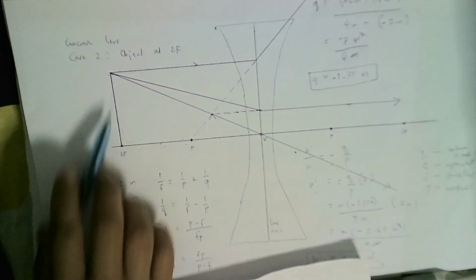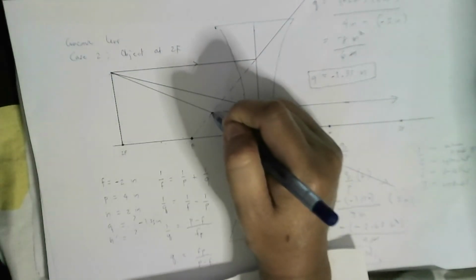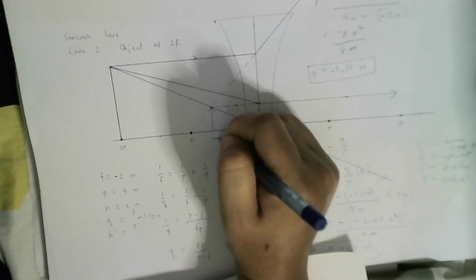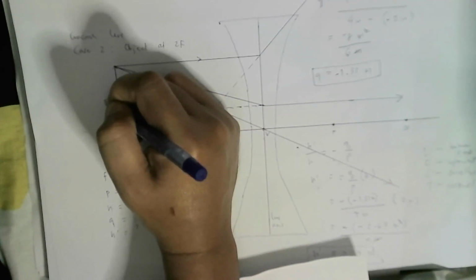And since the foot of the arrow is on the principal axis, then the foot of the arrow should also be on the principal axis. So now that's your image. And this is now your object.